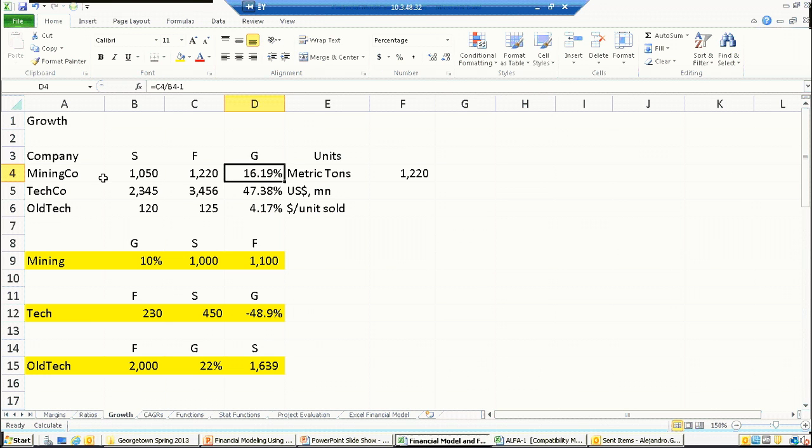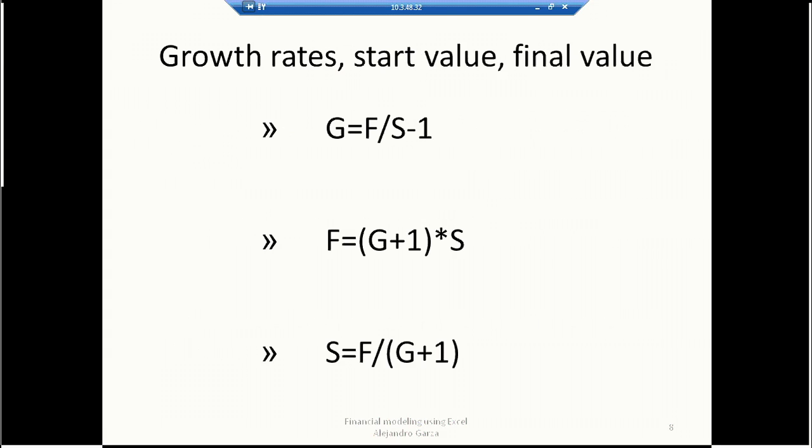And as is the case with ratios and with margins, you can play around with the formula and calculate growth based on final and starting point, or you can have a growth rate and a starting point and calculate the final. So these would be the 3 formulas: growth as a function of starting and ending values, the ending value as a function of growth and the starting value, and the starting value as a function of the final value and growth. That's just moving the algebra around.